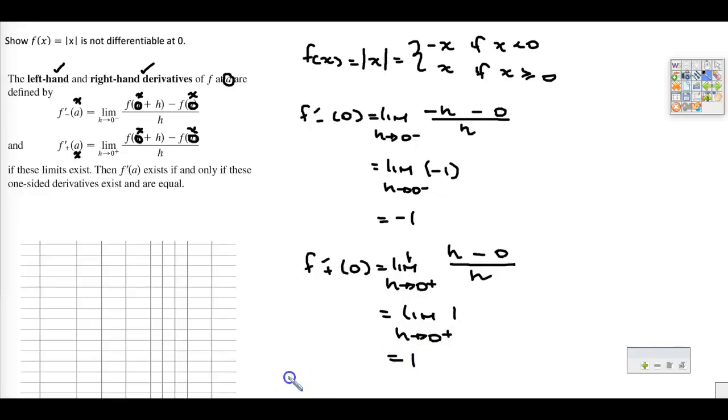And so since the derivative from the left of 0 does not equal the derivative from the right of 0, then therefore f is not differentiable at 0.